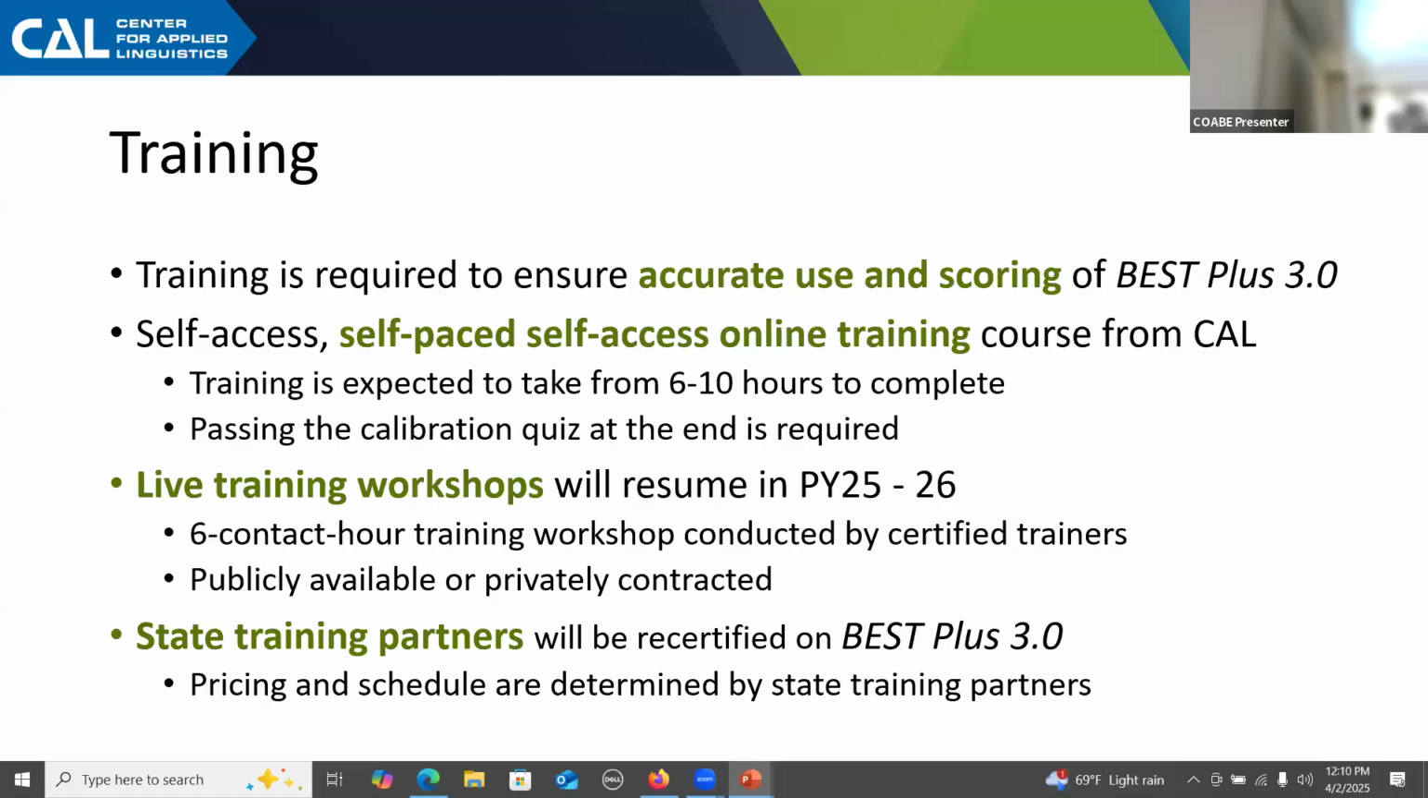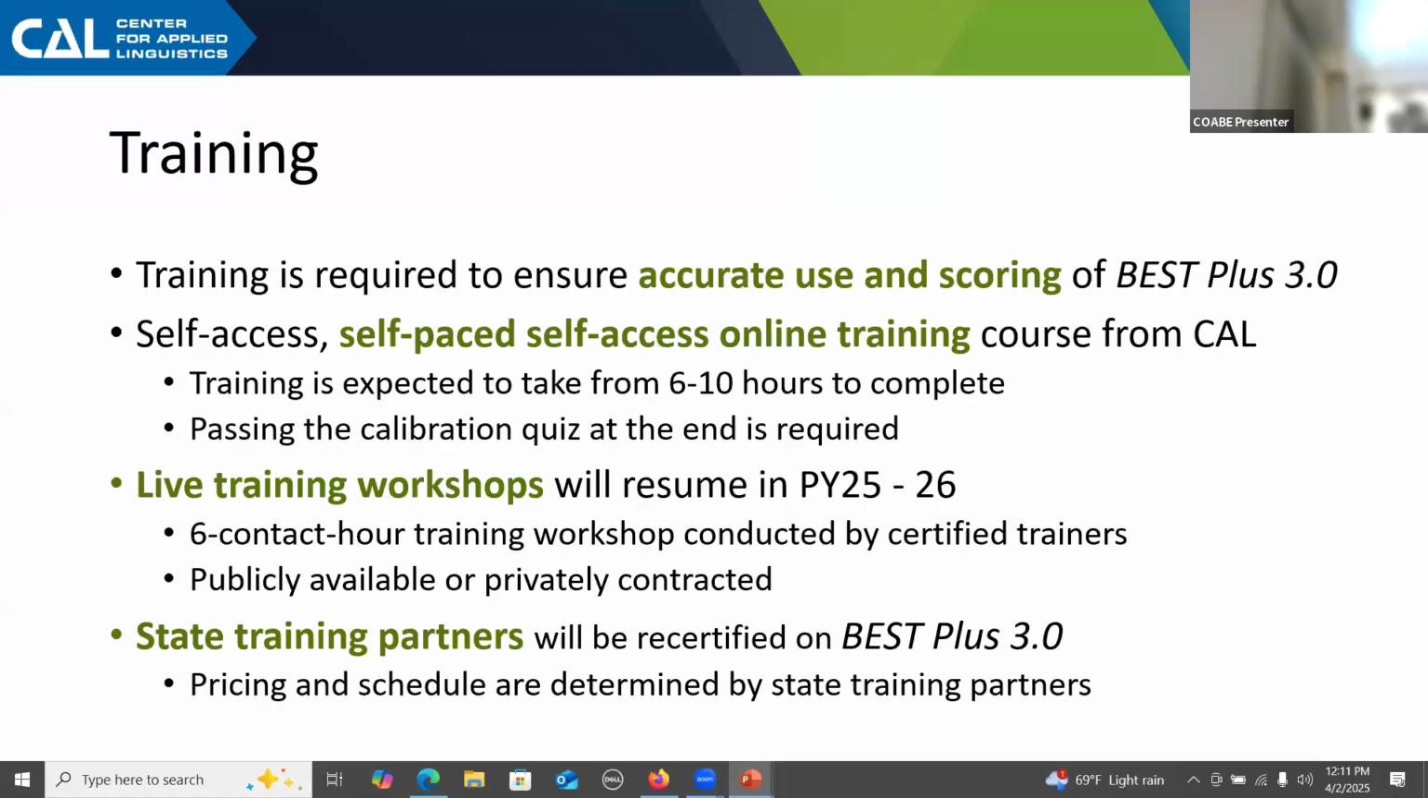interaction with the experienced test administrator and has the ability to answer questions. So we are going to reintroduce them. There are also local workshops that some states have. I know New York and Texas are definitely among those states.